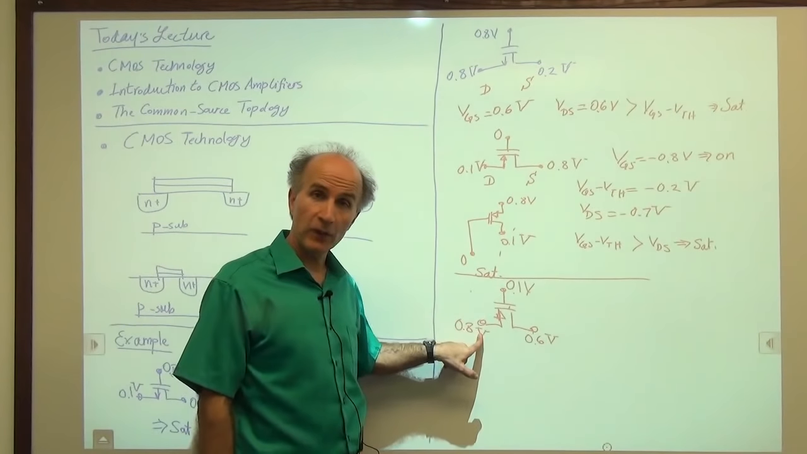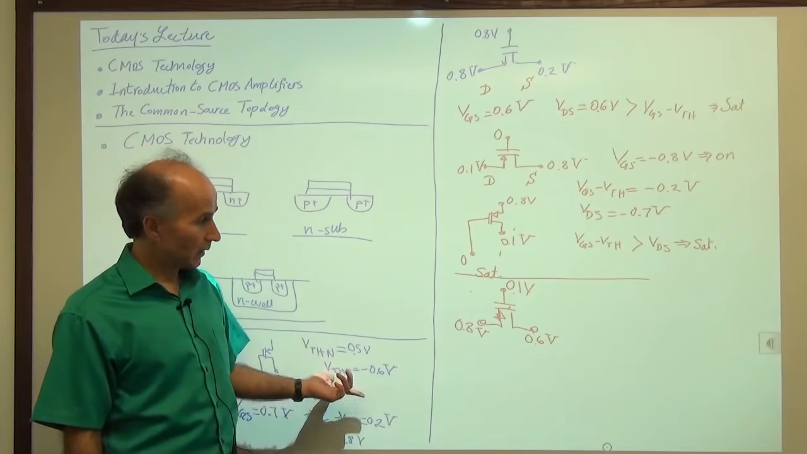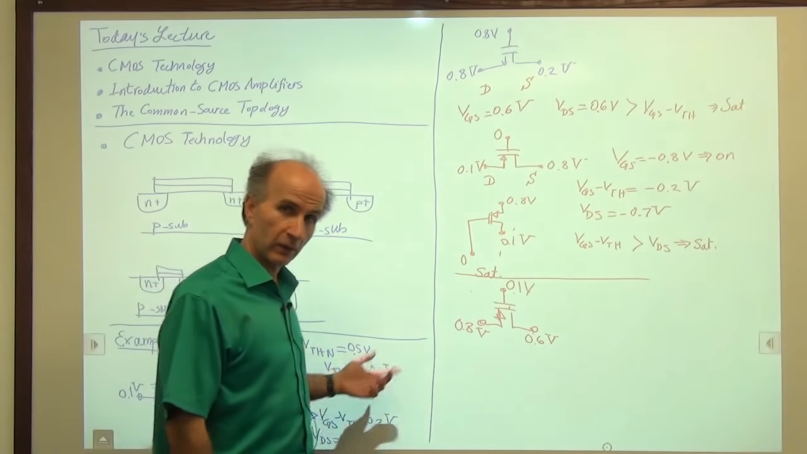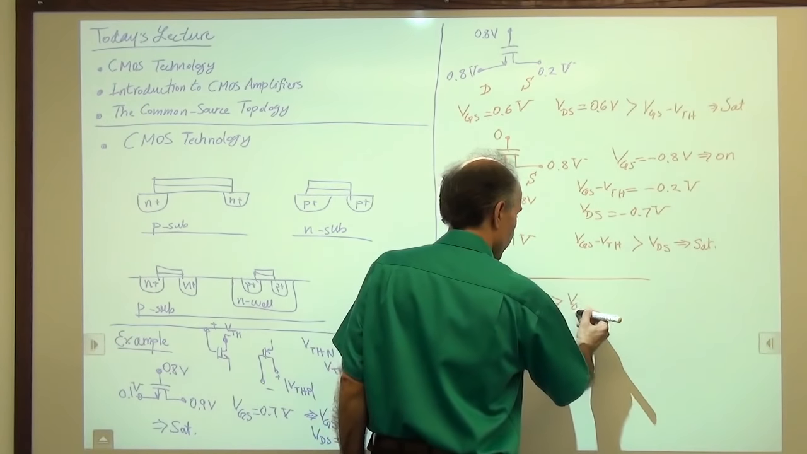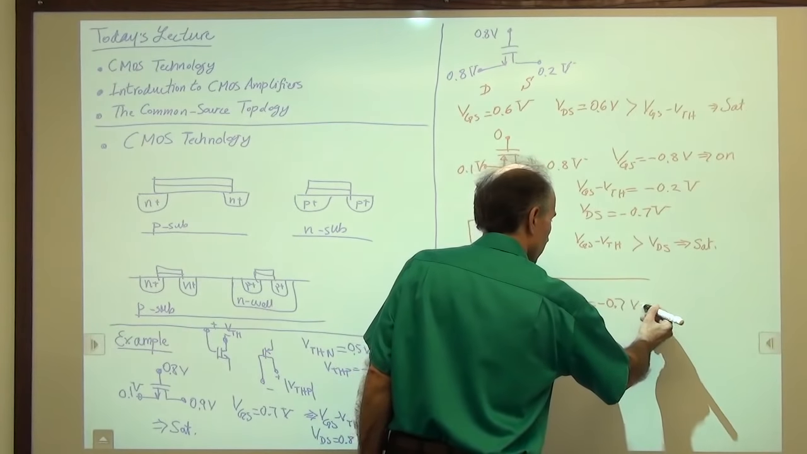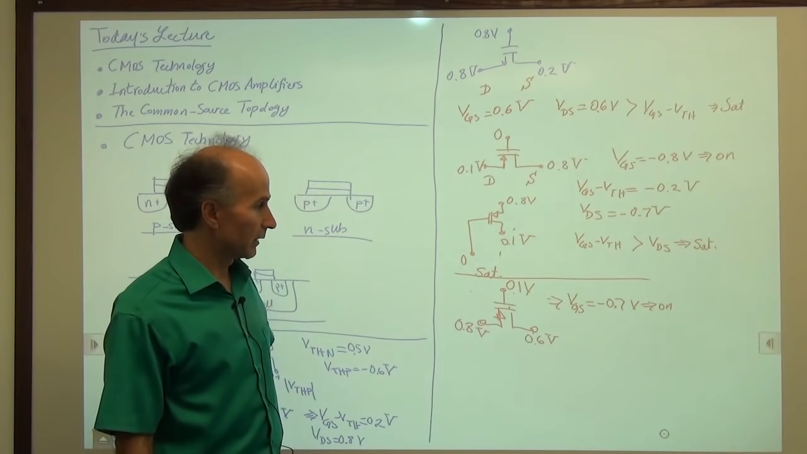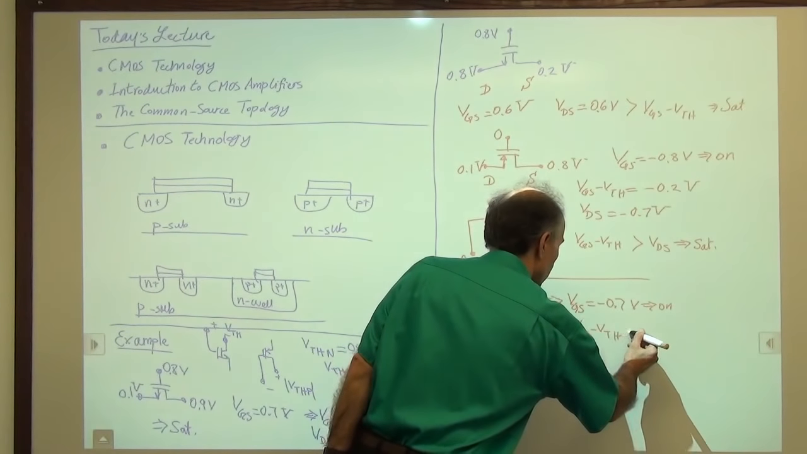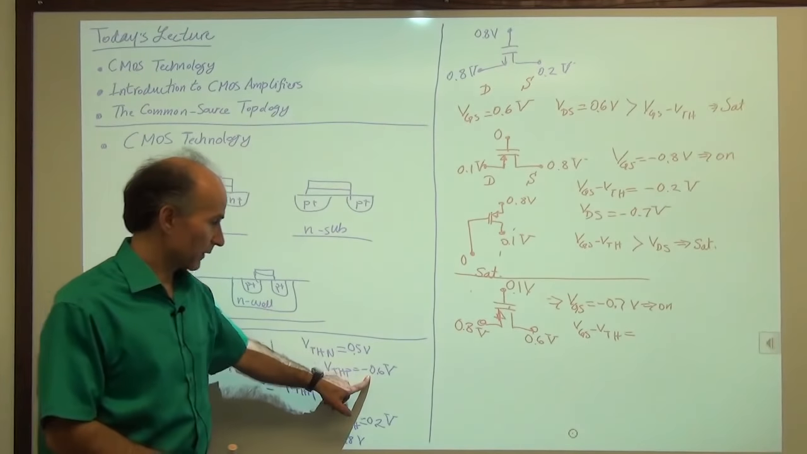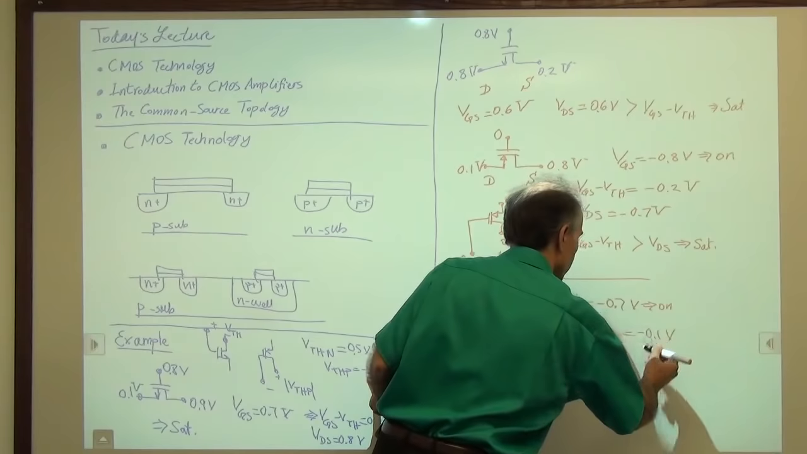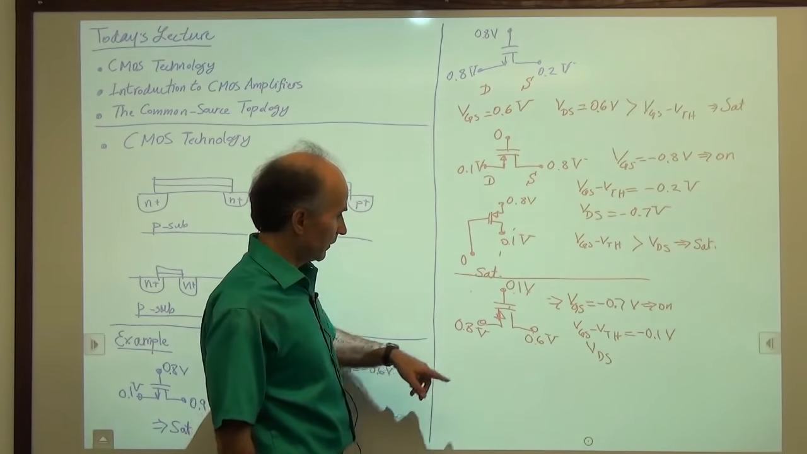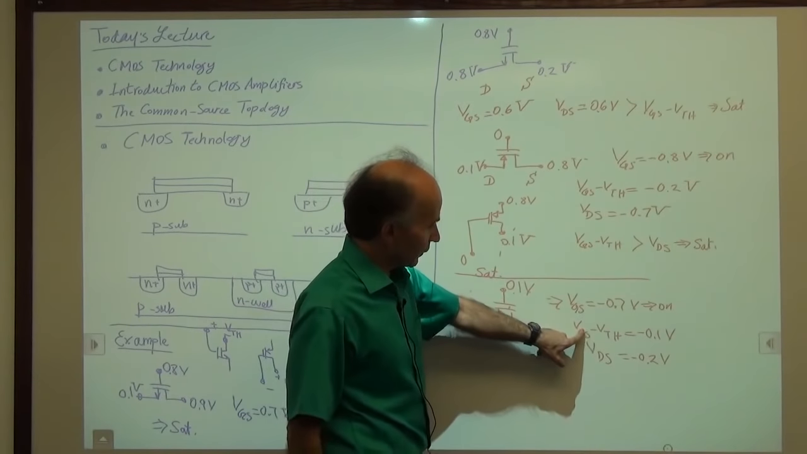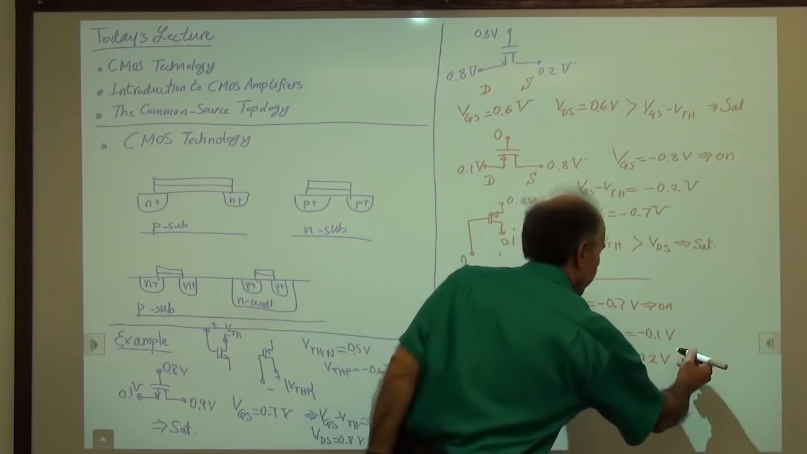Now, the gate-source voltage has to be negative enough, more negative than the threshold. Is it? Yes, VGS is minus 0.7 volts, but the threshold is minus 0.6 volts, so we're good, the device is on. All right. So let's calculate the overdrive voltage if you want to just stay with the equations. VGS minus VTH is equal to minus 0.7 plus 0.6, so that's minus 0.1 volt. And VDS is equal to minus 0.2 volts. Because VGS minus VTH is greater than VDS, like before, we would expect that this is saturation.